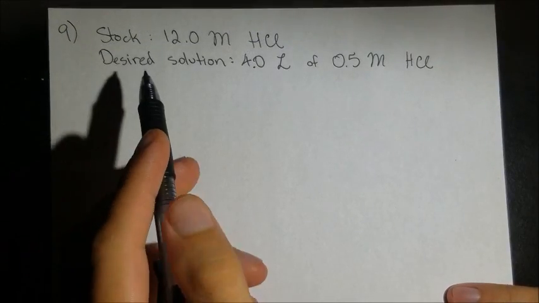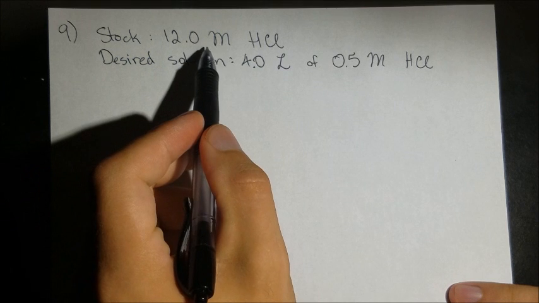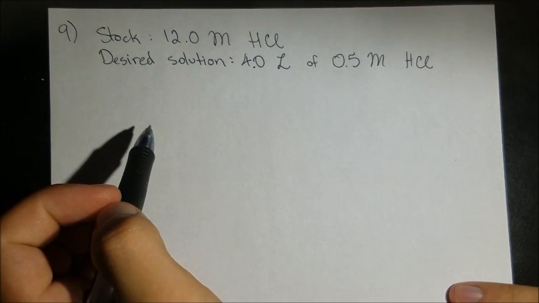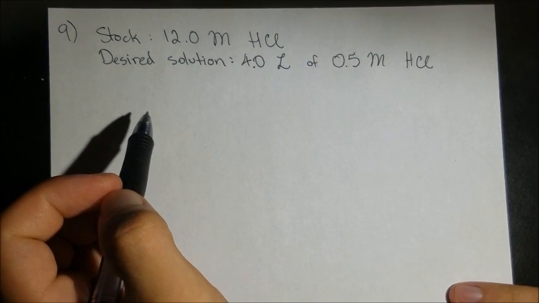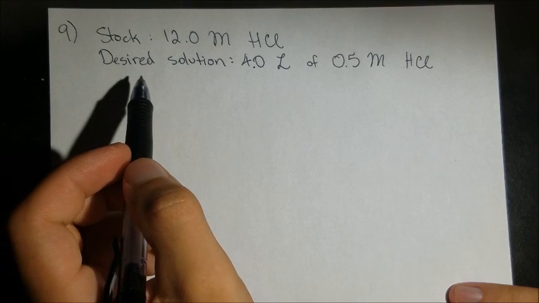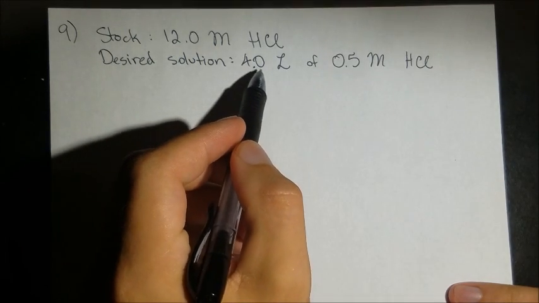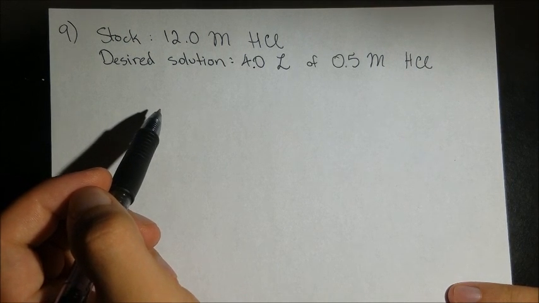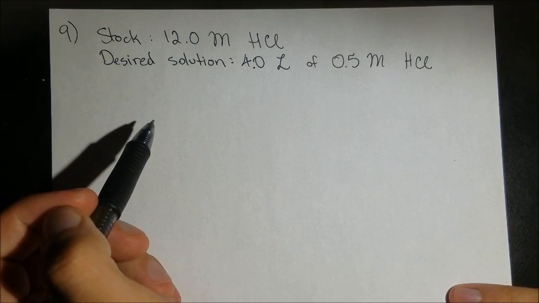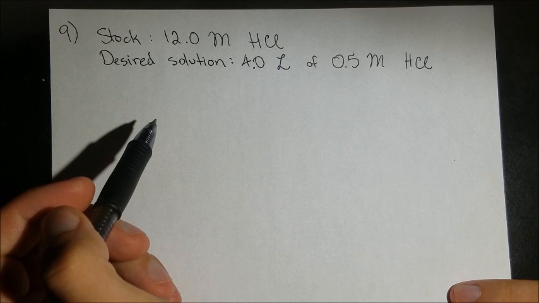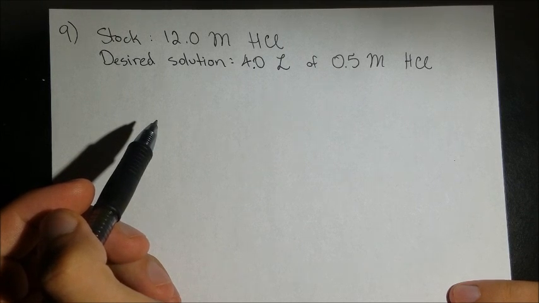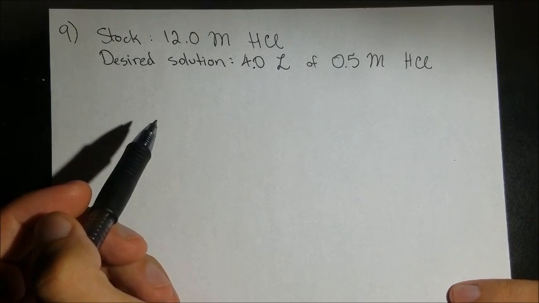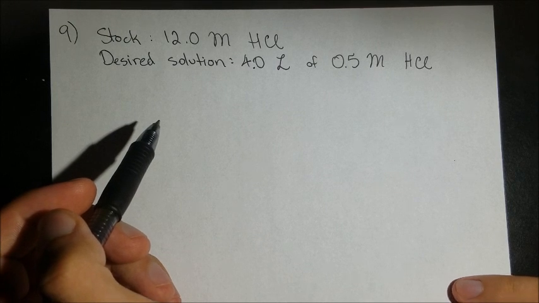Number 9 gives us a stock solution of 12.0 molar hydrochloric acid, and asks us to determine how many milliliters it would take of stock solution to prepare 4 liters of 0.5 molar hydrochloric acid. So the approach that I use for problems like this is to use the equation M1V1 equals M2V2, which you might be familiar with from lecture.